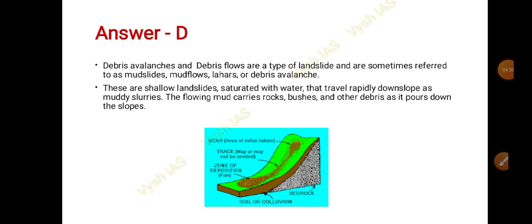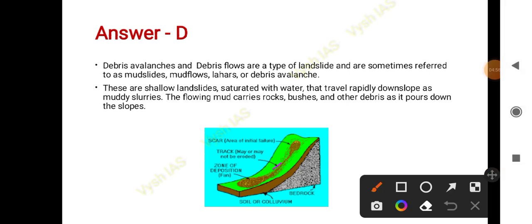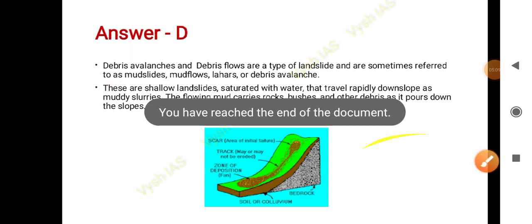It is saturated with water, and then it travels rapidly down slope, and here I can see it brings muddy slurries with it. It carries rocks as well, bushes as well, and other debris. That is why the name is given as debris. It brings all of the debris with it.